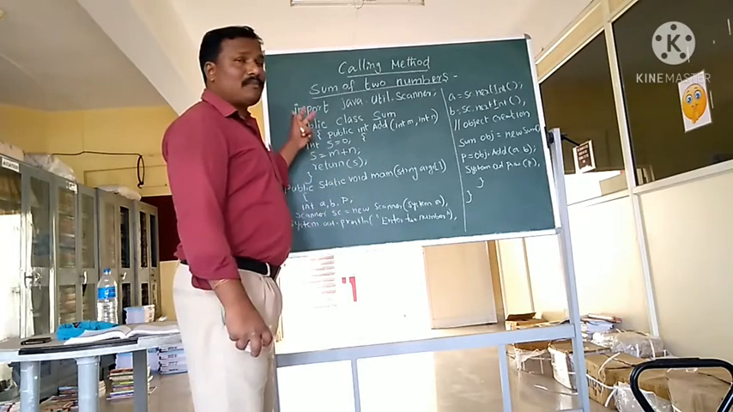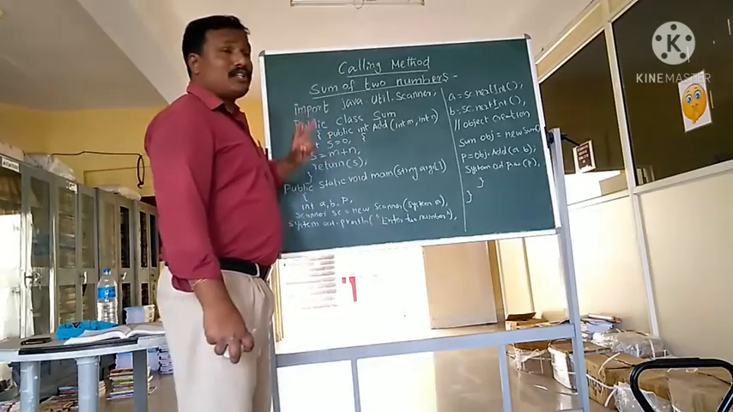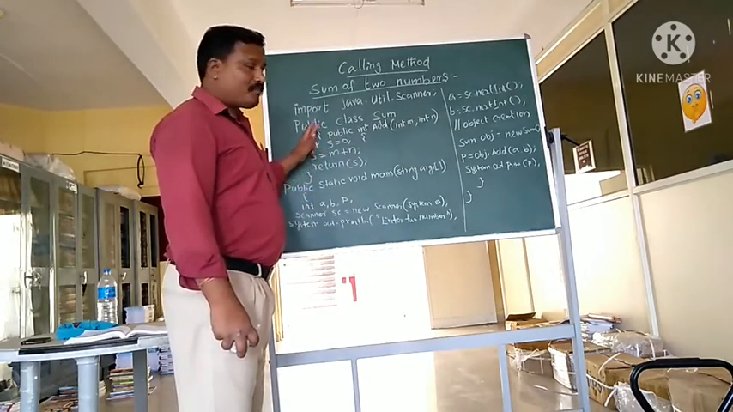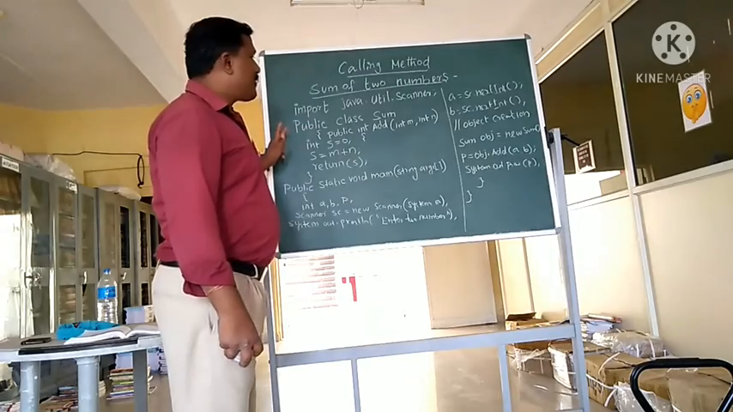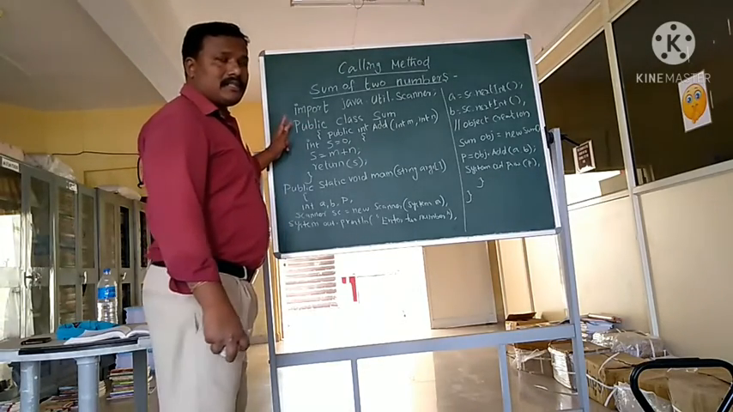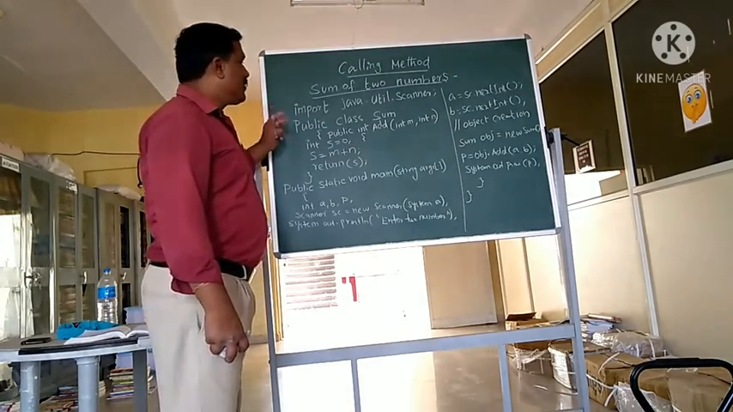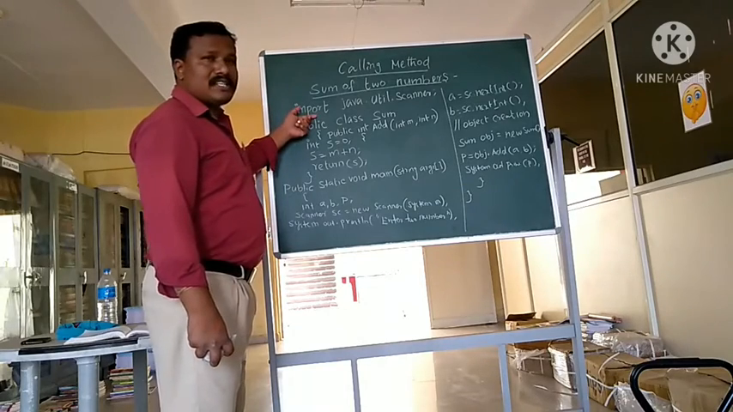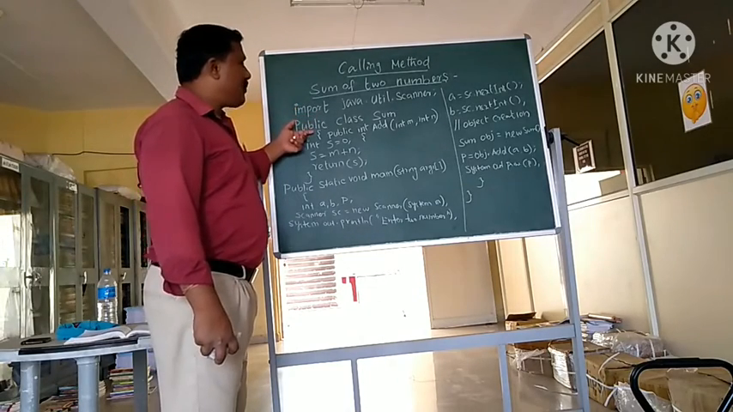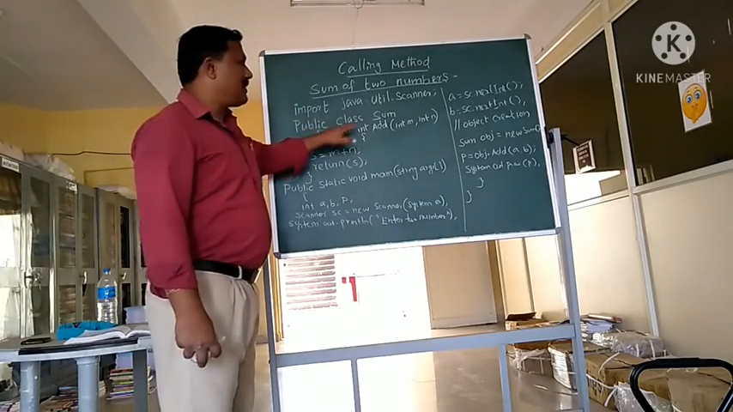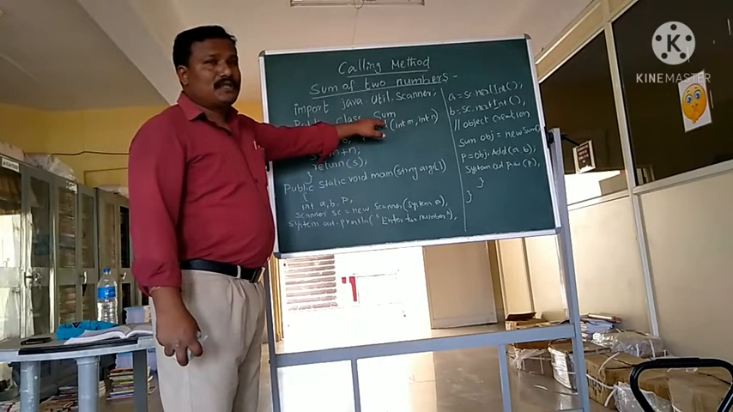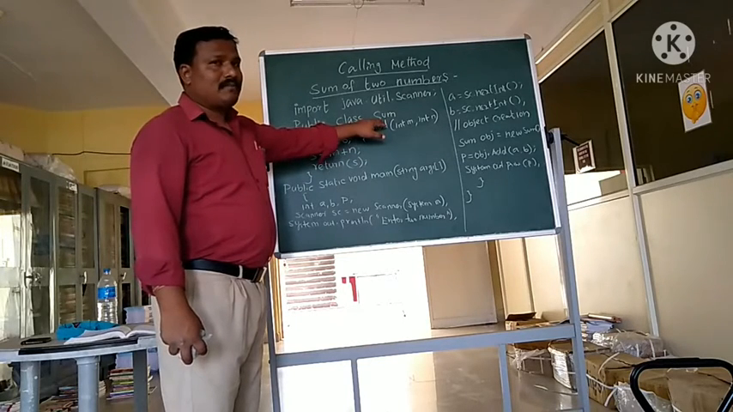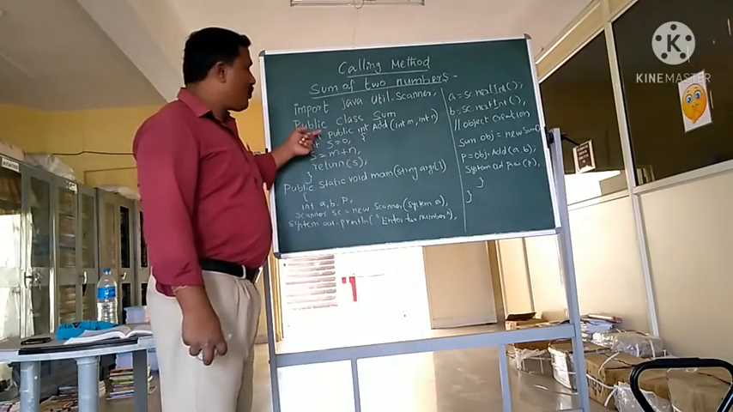First of all, I have written an example program, sum of two numbers. I have used a user-defined method. First of all, I will explain this program. First, import java.util.Scanner. Then very next, public class, class name. I give the class name Sum. So when you save this program, you have to give Sum.java. Then very next, open curly bracket.